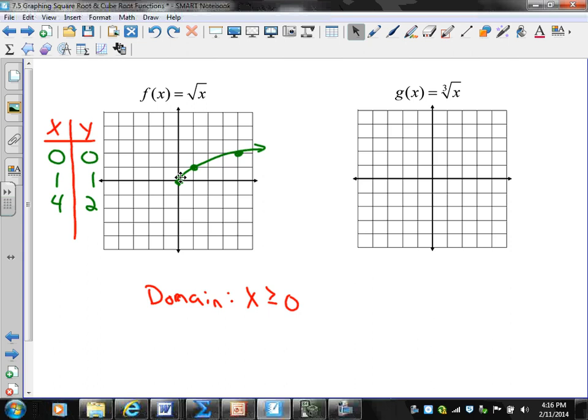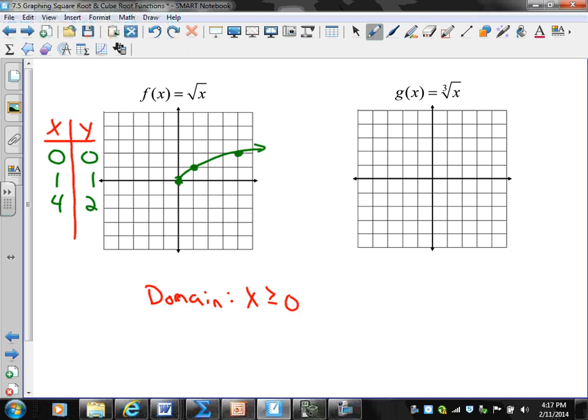And an important little note here, and we'll see this with the cube root function as well, is that it goes up 1 and right 1 to get to that next point, up 1, right 3 to get to the next point. And that's going to help us when we look at our transformations in a moment here.